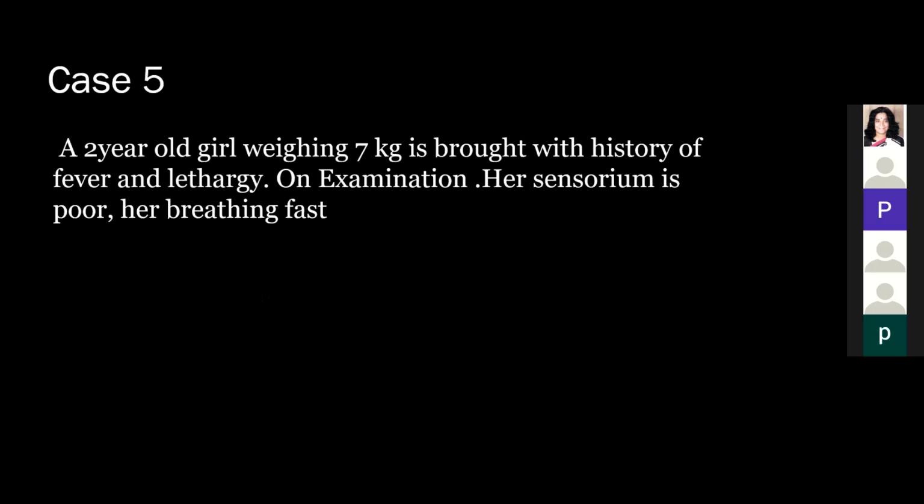We go to the next case. This is a 2-year-old girl weighing 7 kg, brought with a history of lethargy and fever. Her sensorium is poor and her breathing is fast. So anybody wants to think about what are the possible blood gas derangements we could get? Metabolic acidosis with respiratory alkalosis. As breathing is fast, we can get respiratory alkalosis.